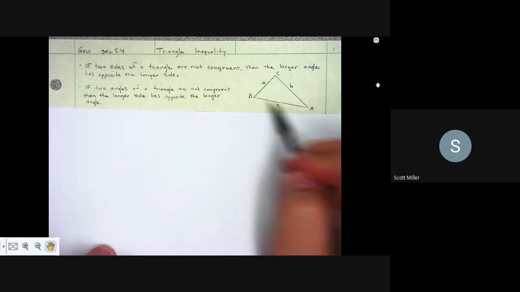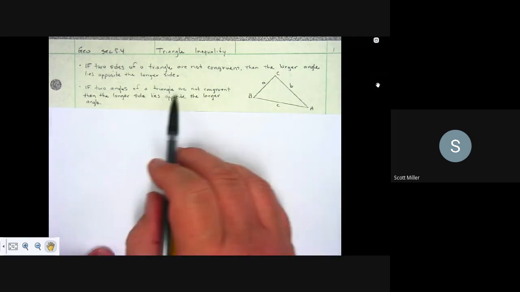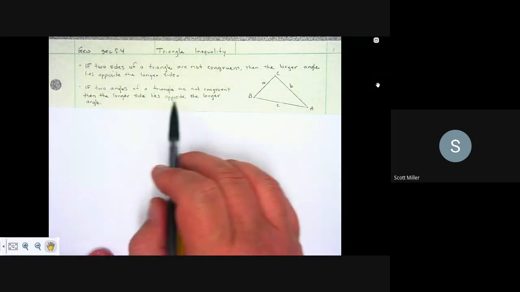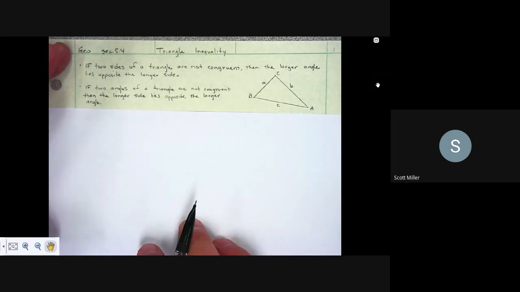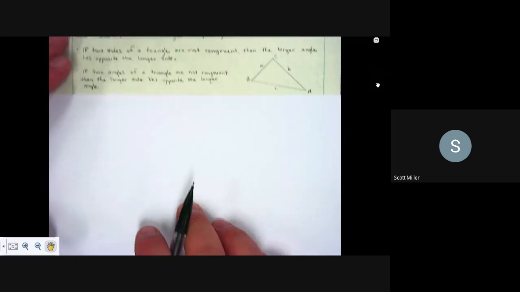The longest side, that's the longest angle. If two angles of a triangle are not congruent, then the longer side lies opposite the larger angle. That's pretty much saying the same thing. So the larger side lies opposite the larger angle. The smallest side lies opposite the smallest angle. Okay? So that helps you in comparing sizes of different things to know if your answer is reasonable or not.